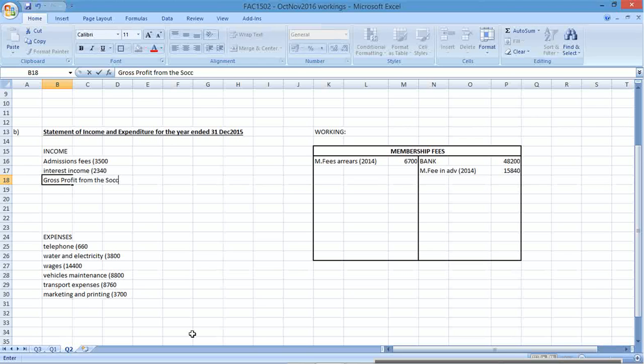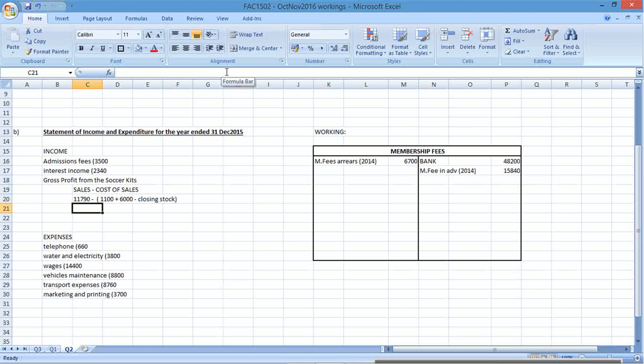Gross profit from the soccer kits and memorabilia. That's the gross profit, so here you'd have to do a separate working: sales minus cost of sales. How much are the sales? 11,790 minus cost of sales. Cost of sales is opening stock of 1,100 plus purchases of 6,000, less closing stock, which I don't know yet, but I'll read it just now, probably.